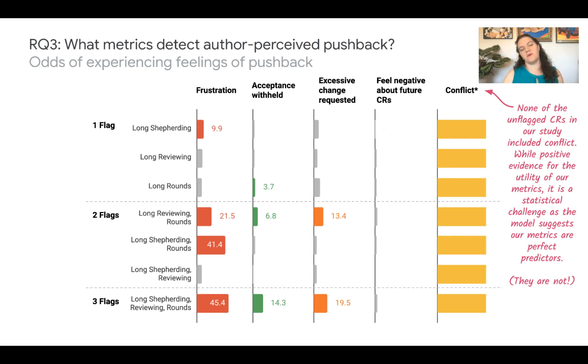The final feeling of pushback that we covered was explicitly asking about feelings of interpersonal conflict. And this was an interesting nuance of our data, which is that none of the unflagged code reviews as part of the study included conflict. While that's positive evidence for the utility of our metrics, it is a statistical challenge, as the model then suggests that our metrics are perfect indicators or predictors of conflict. We certainly do not believe that our metrics are perfect predictors, but it does provide some promising evidence. There are certainly cases that we would expect that conflict could exist in situations that didn't include these metrics.